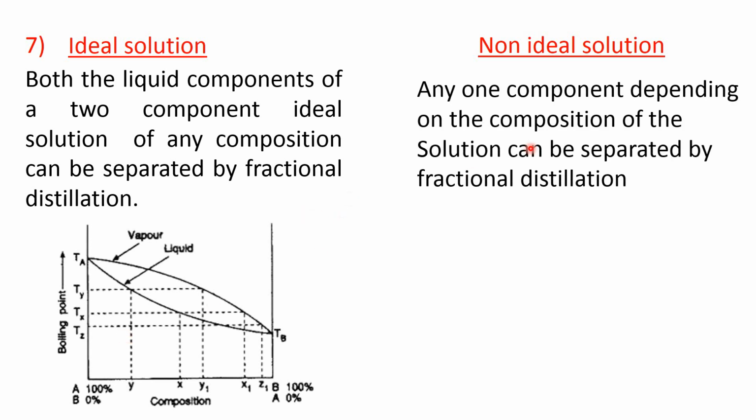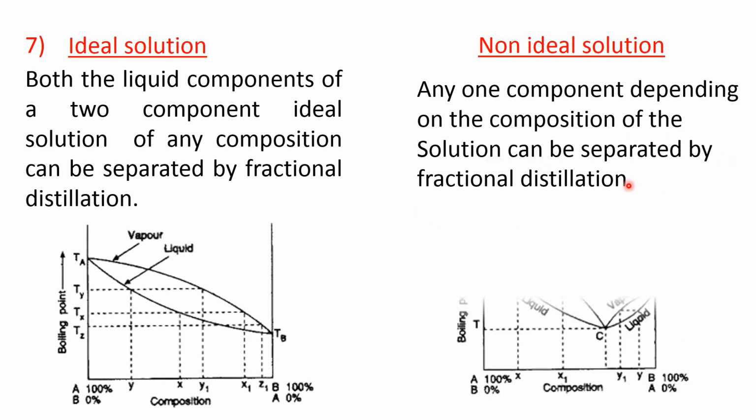Now, for non-ideal solution, any one component, depending on the composition of the solution, can be separated by fractional distillation. Now see, here also it is boiling point versus composition. Here you see there is a solution of a particular composition, which I have denoted by C, which has the minimum boiling point. Minimum in the sense its boiling point is less than any other composition of solution, and it is less than that of the boiling point of pure liquid A or pure liquid B.